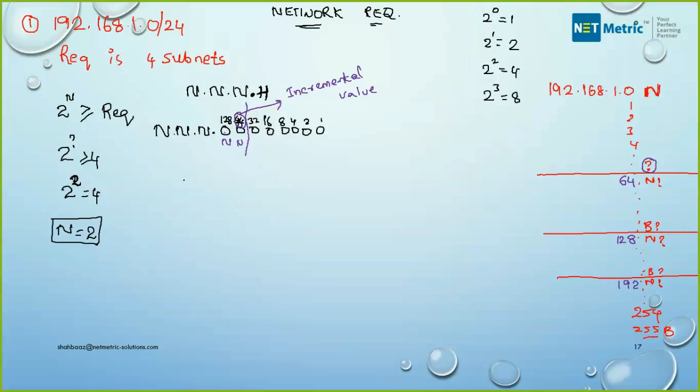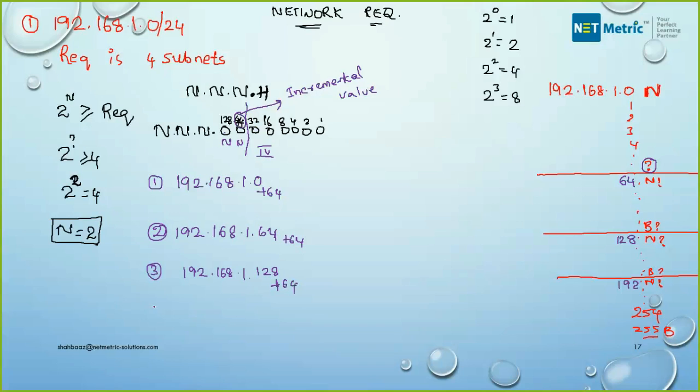Okay, so the first network we know is 192.168.1.0, but we don't know the second, third, and fourth networks. So in order to know the second network, add the increment value. The increment value is 64, and this value is in the fourth octet. That's why I'm adding in the fourth octet. So if you add 64, you will get the information about the next network. So the next network is 192.168.1.64. To 64, if you add 64, you will get the next network, that is 192.168.1.128. If you add 64 to this network, you will get one more network, the fourth network.